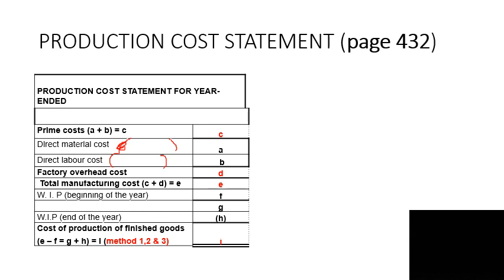You have to show workings in brackets as always, how you have calculated your direct material and how you have calculated your direct labor. Then to our prime cost, we must add factory overhead costs, which is D, to give us total manufacturing cost. Similarly, factory overhead cost is note 3.